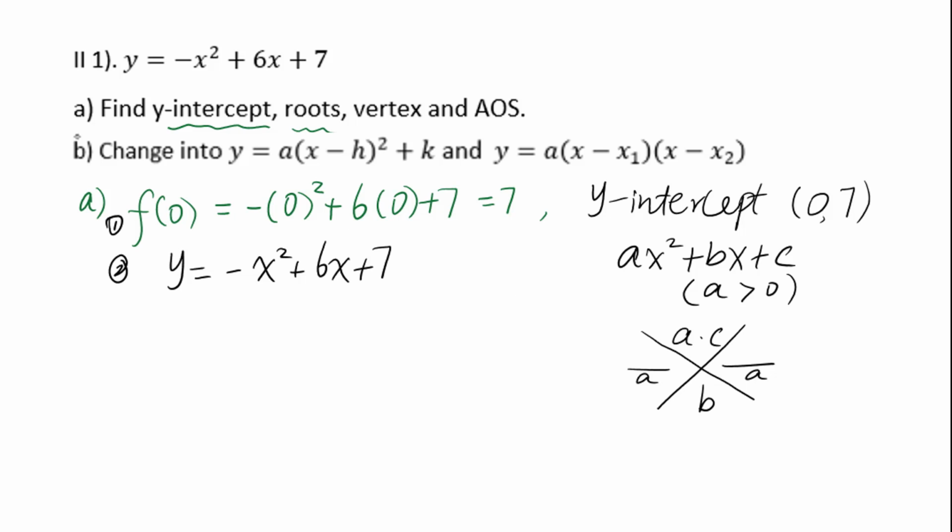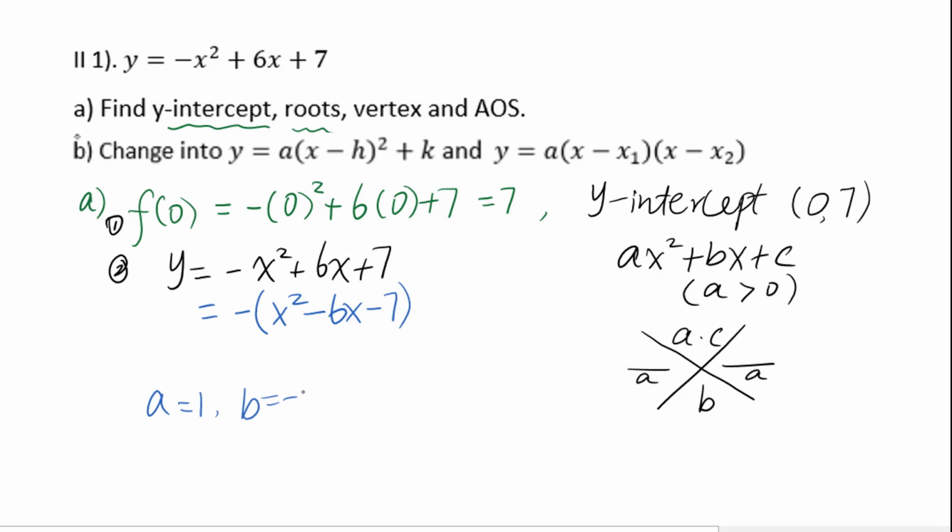Therefore, first of all, you need to take this negative sign outside. So we need to change the sign for every single term. We know this a equals 1, b equals negative 6, c equals negative 7. Therefore, let's draw the Ninja X. You have negative 7 over 1 over 1. Then here is negative 6.